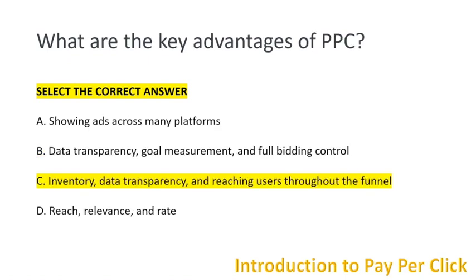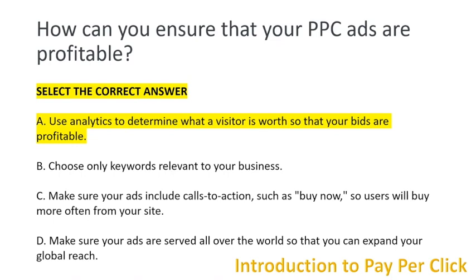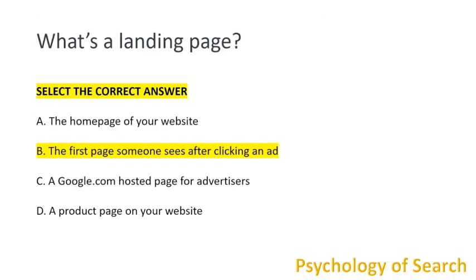What are the key advantages of PPC? C. Inventory, data transparency, and reaching users throughout the funnel. What are the 3 R's of PPC? D. Reach, relevance, ROI. How can you ensure that your PPC ads are profitable? A. Use analytics to determine what a visitor is worth so that your bids are profitable. What's a landing page? B. The first page someone sees after clicking an ad.